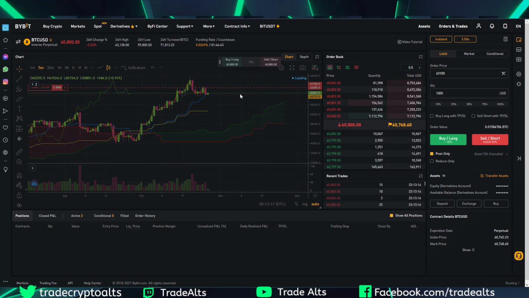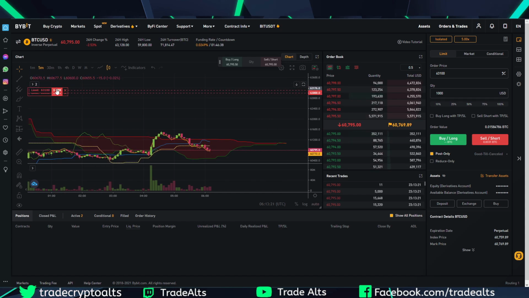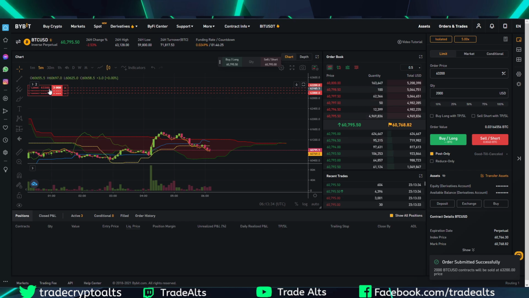I went on a 5-minute lower time frame. You'll be able to see that a little bit better. There you go. So here's your two bids. So you can go place another one. Let's say another $100 up, and this one I want to change. I want to go up to $2,000. Let's click limit or sell short, and there you go. So you can see you can ladder your bids.